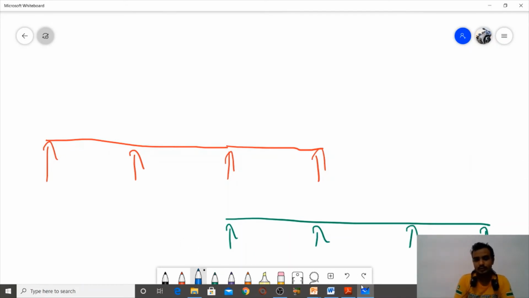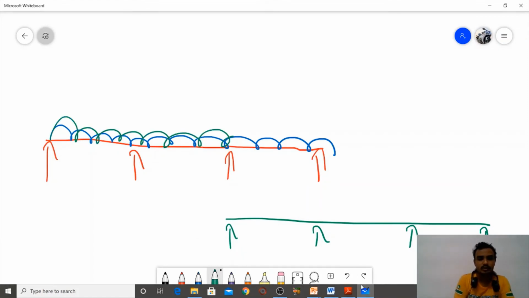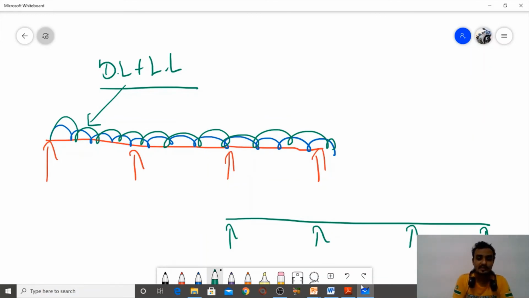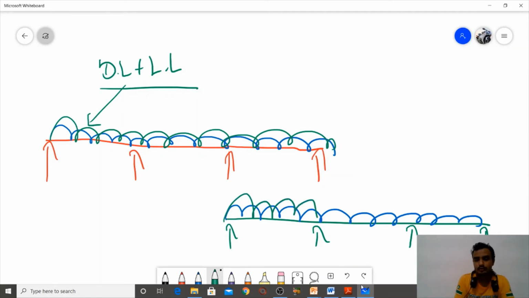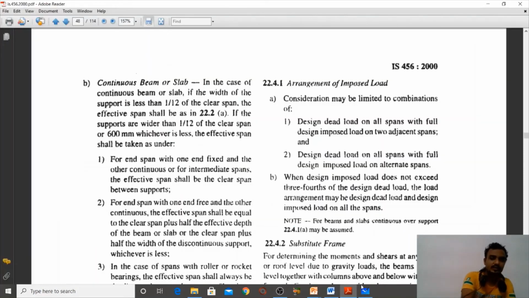In the first condition there is a dead load on all spans and live load on all spans. That is called dead load plus live load on all spans. In the second condition there is a dead load on all spans but a live load on alternate spans. So these two conditions are given in the IS code.